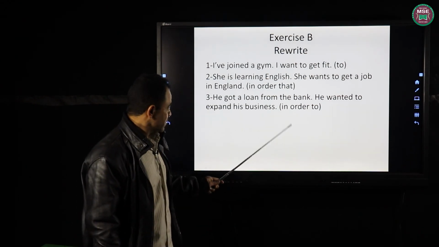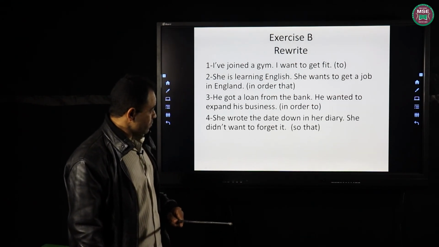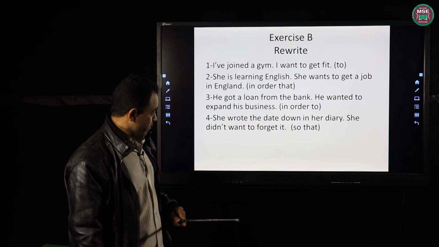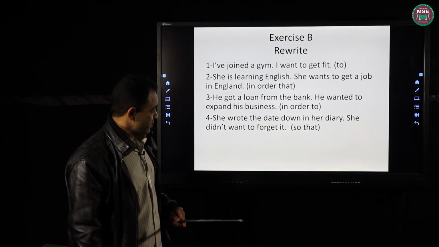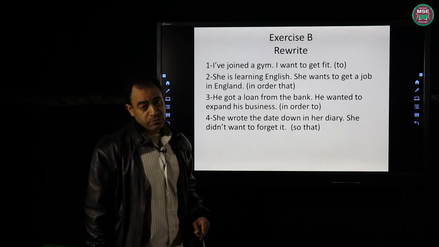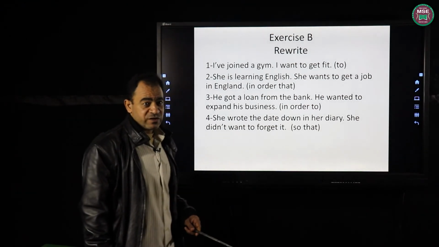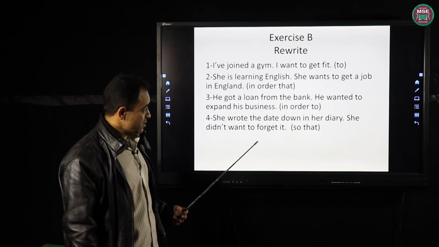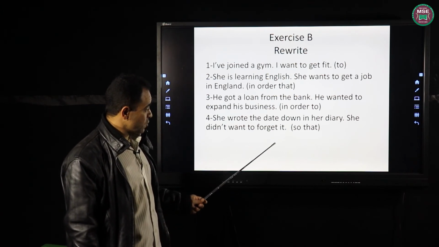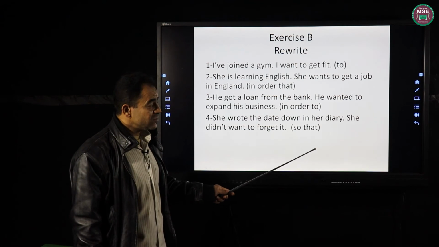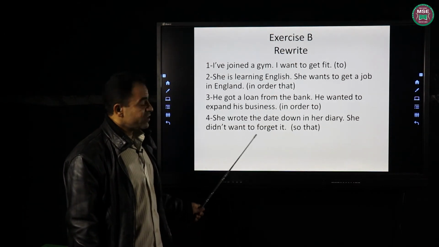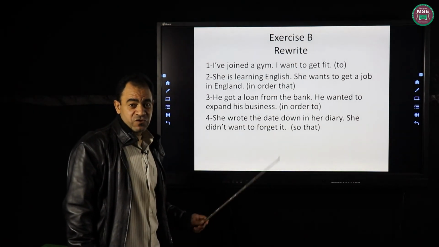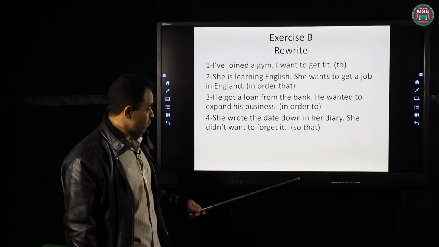Very good. Number 4, she wrote the date down in her diary. She didn't want to forget it. So that. You remember so that? After it, we need the subject first. Okay, she wrote the date down in her diary so that she what? She wouldn't forget it. So that she wouldn't forget it.